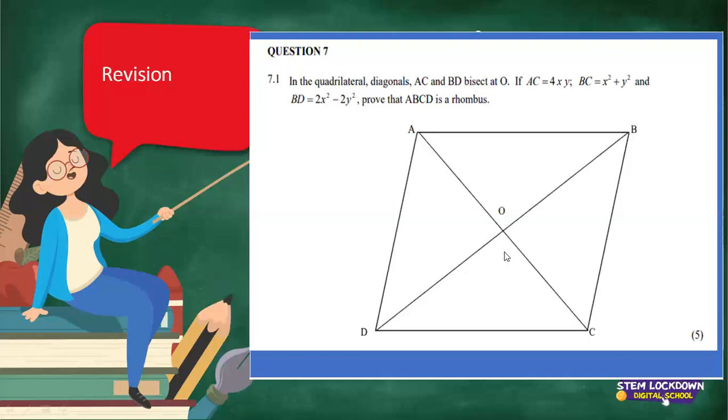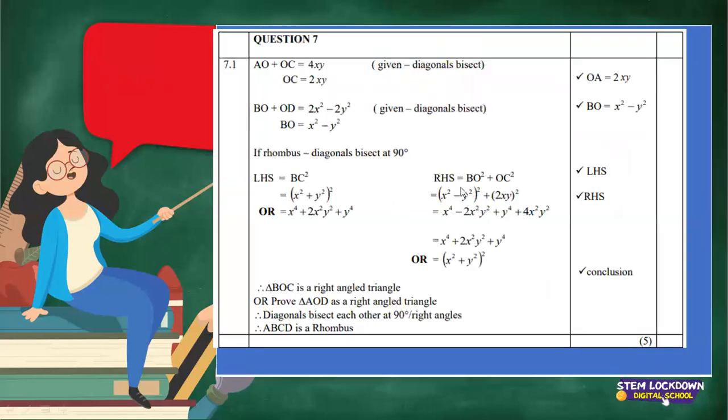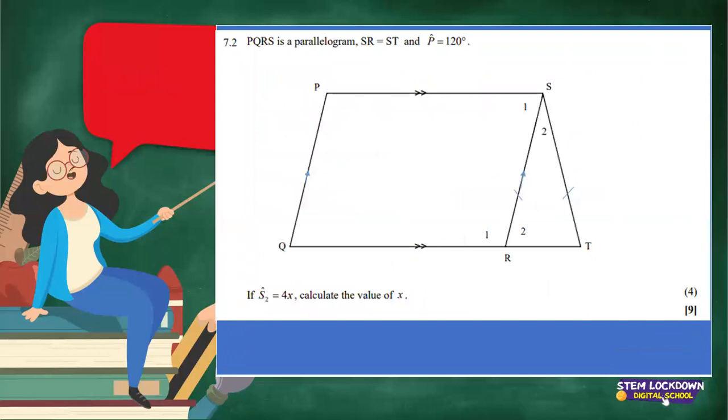Okay, so we're going to prove that the opposite squared plus adjacent squared give us x power 4 plus 2x squared y squared plus y power 4. And then our hypotenuse, which is x squared plus y squared all squared, will also give us the same thing. That means the square of the hypotenuse is equal to the square of the opposite plus the square of the adjacent, and that proves that our quadrilateral is a rhombus. Do you understand? Our quadrilateral is a rhombus.